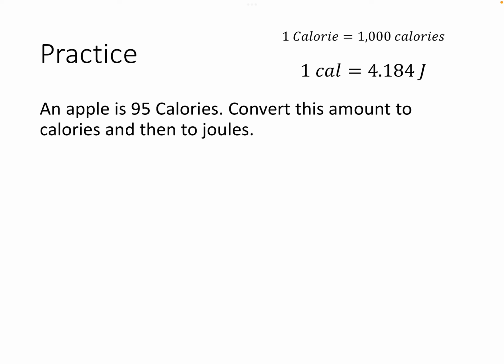So let's practice doing some conversions. Let's look at an example of an apple. So an apple is about 95 capital C calories. Let's convert that amount to lowercase c calories, and then we'll convert that into joules. And I have the conversion factors or equalities up above. So see if you can do this on your own first, and then we'll go over it together.